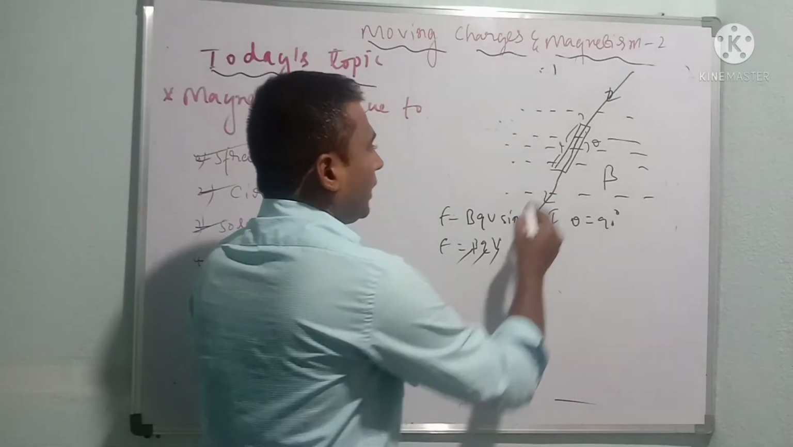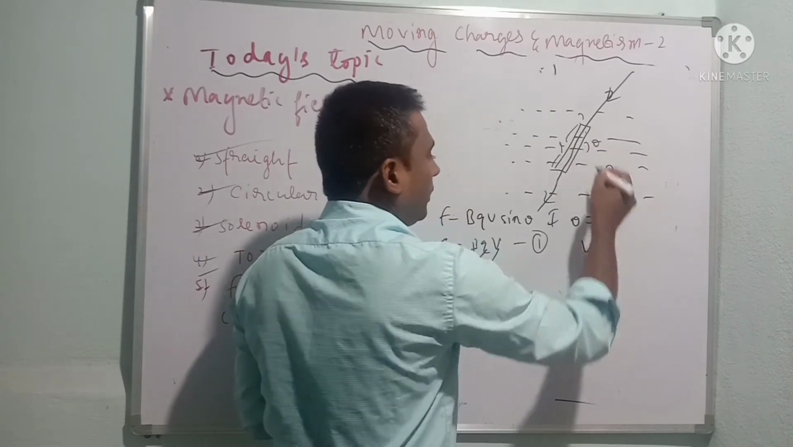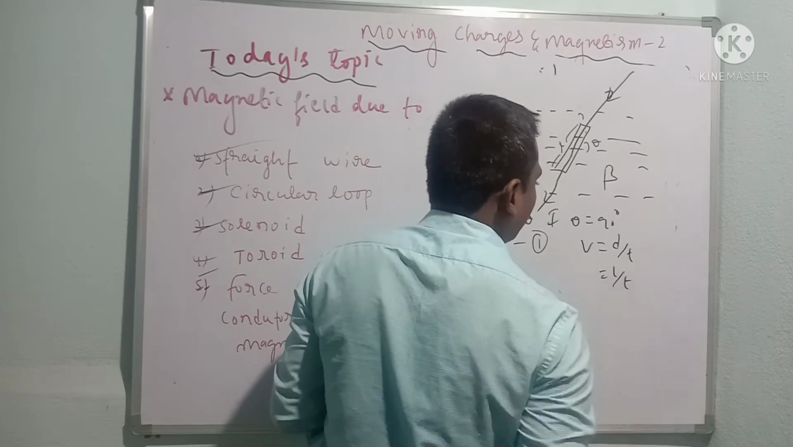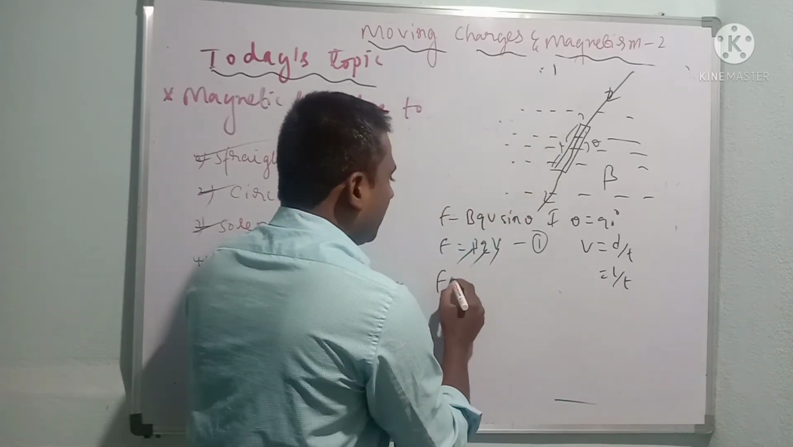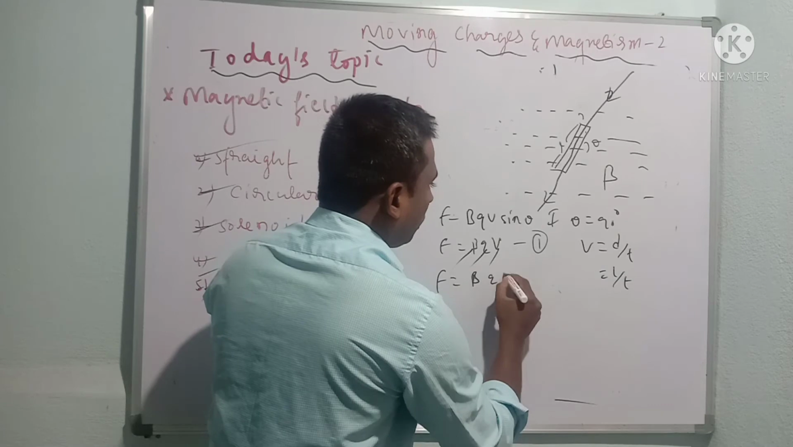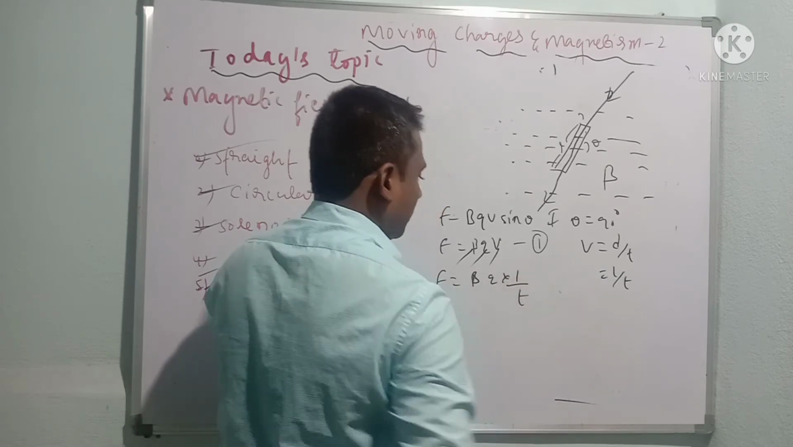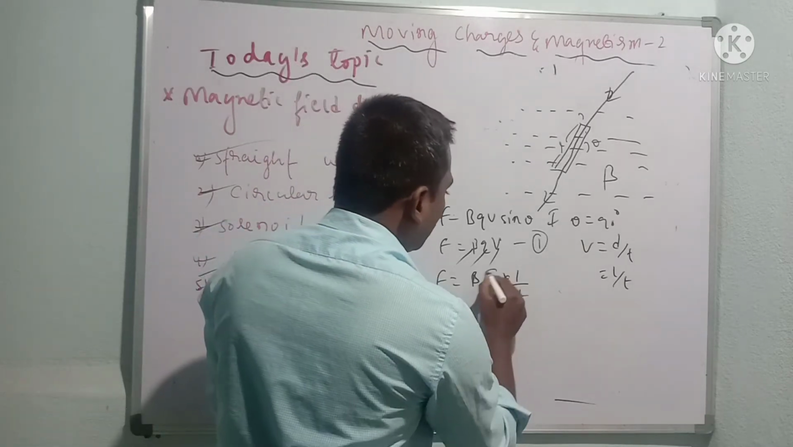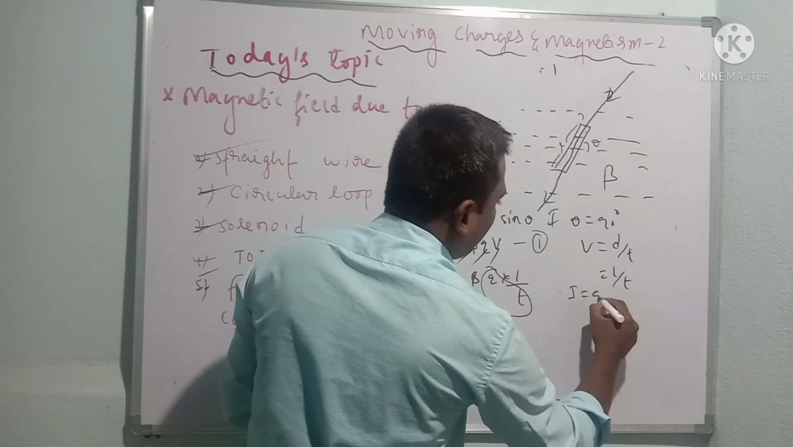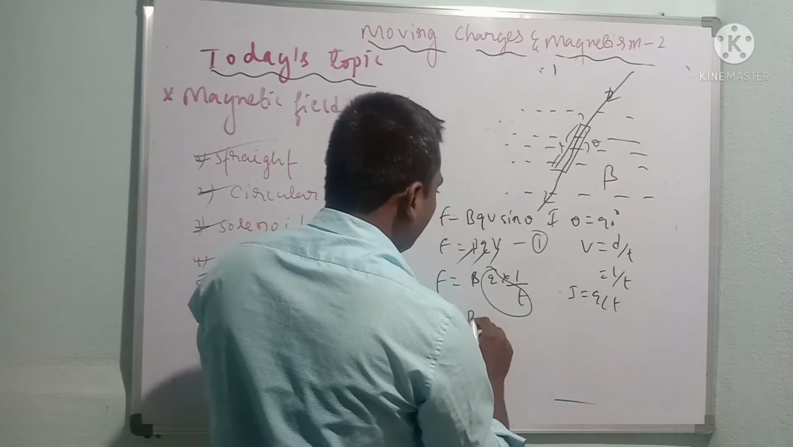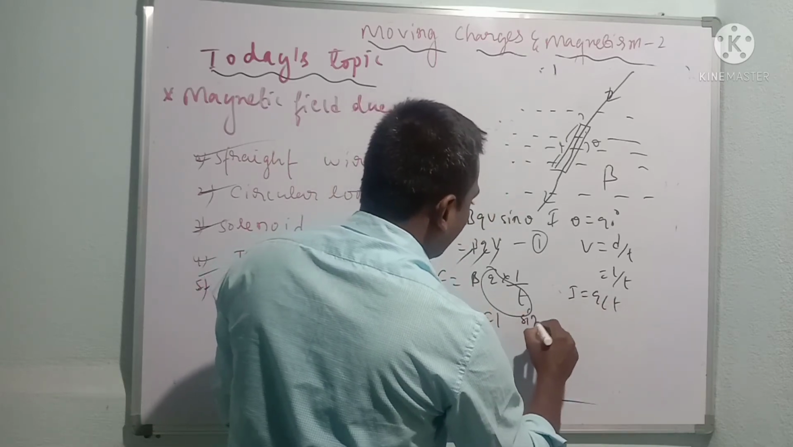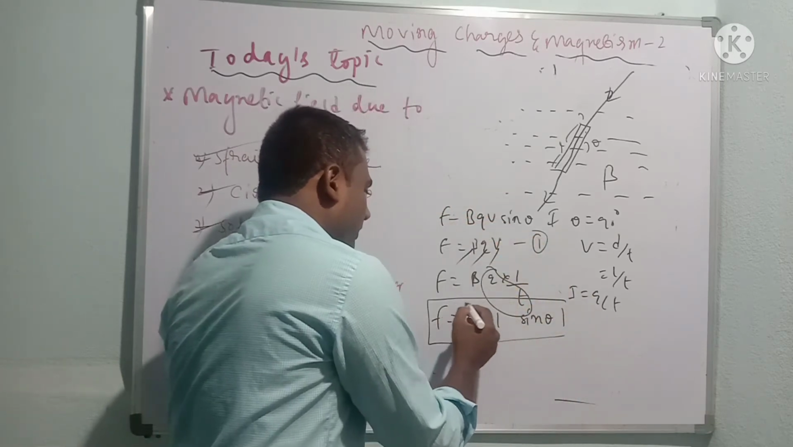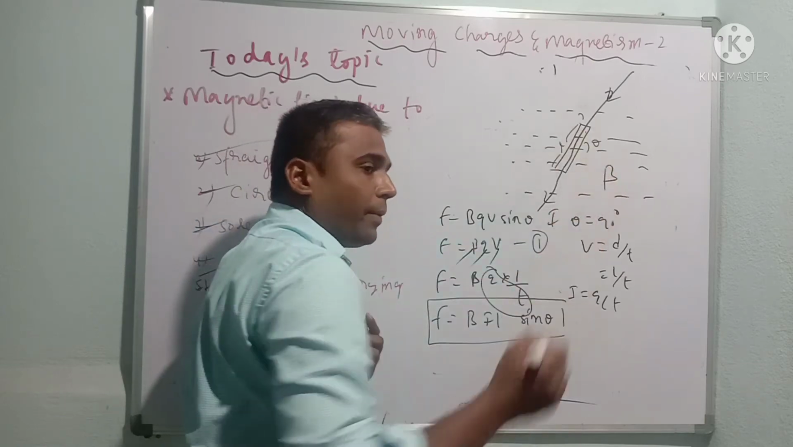Now the velocity of the charged particles is given by distance by time taken. Here the distance is length L, and time is T. If I substitute here, it becomes F = BQL by T. So what does it become, children? Q by T is nothing but current, I = Q by T. So it becomes F = BIL sin theta. This is nothing but the expression for the force on a current carrying conductor when it is kept in a magnetic field.